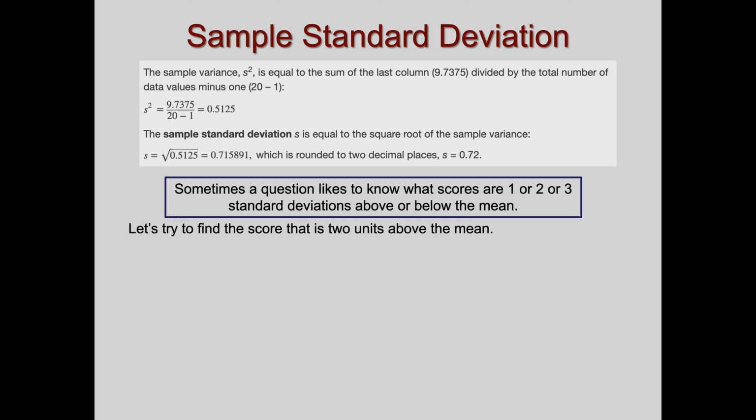So let's try to find a score that's 2 standard deviations above the mean. What we know in this particular problem is that the mean, X bar, is 10.525. So if I want to know what's 2 standard deviations above the mean, I take a standard deviation, which is 0.72, and I add 2 of them. So here's 10.525, and I add 0.72, and I add 0.72 again, and I get 11.965. So the score, 11.965, is 2 standard deviations above the mean. Okay?